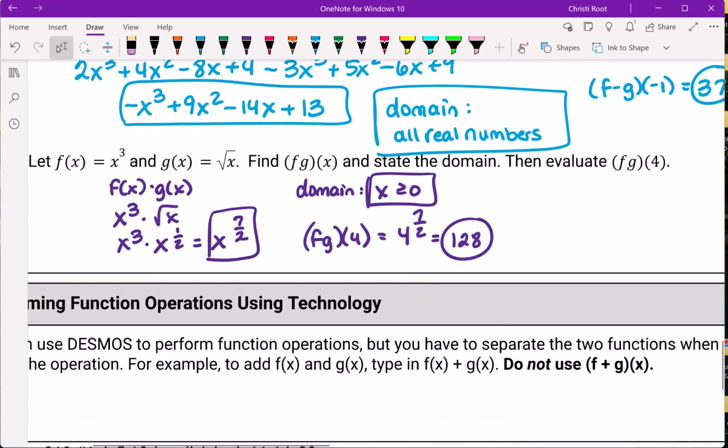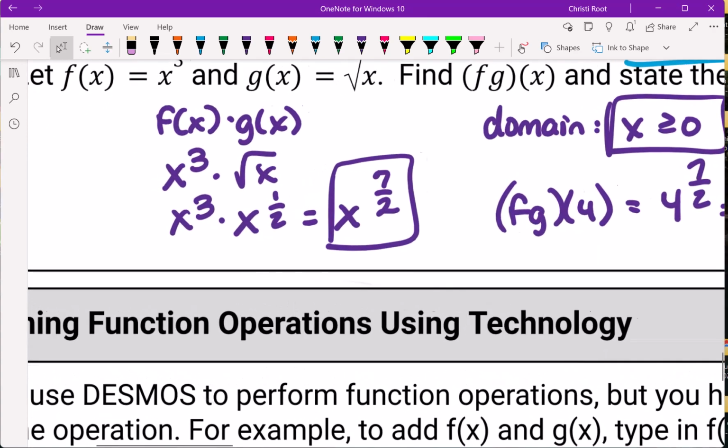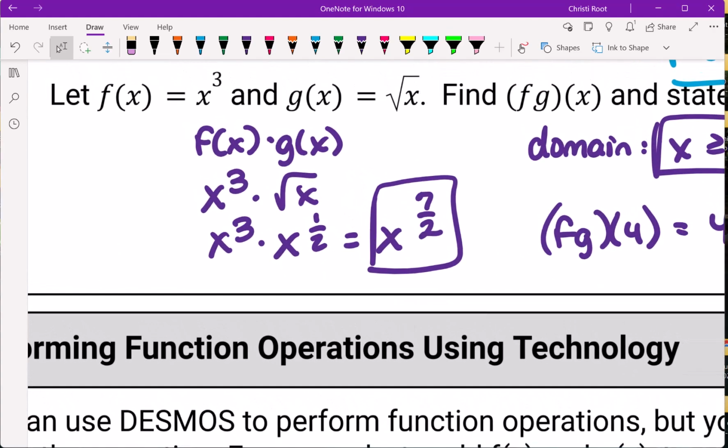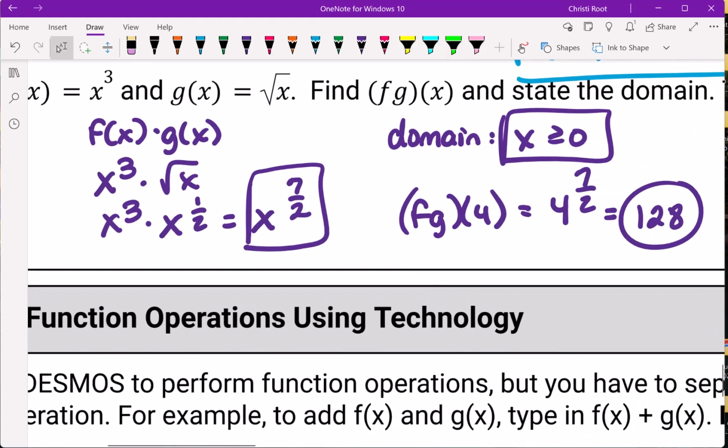The last one, you have to do a little bit of a trick when you multiply them together. You have to rewrite the square root of x as x to the power of 1/2, and then you have to add your exponents together. So 3 plus 1/2 is 7 over 2. Your domain is limited on the g of x function, which limits your final answer domain. So your domain is going to be x is greater than or equal to 0. And if you plug in a 4, you wind up with 128.